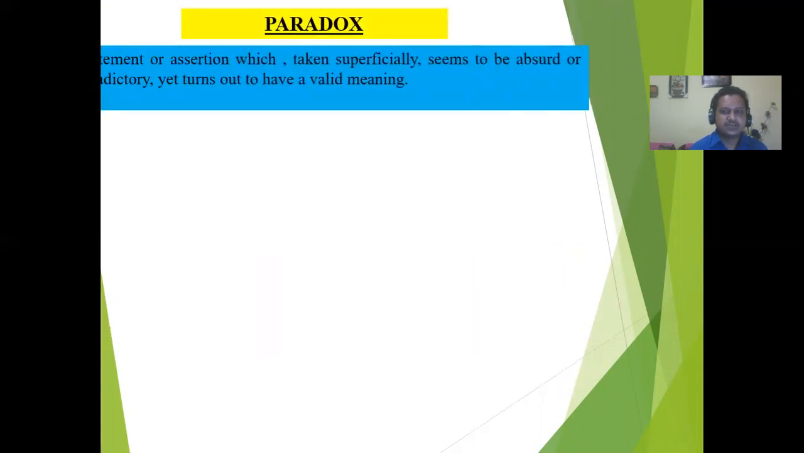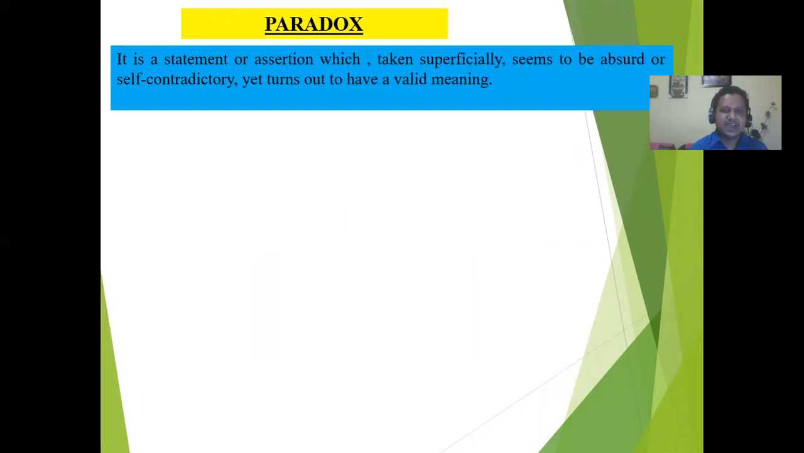Paradox. What is paradox? It is a statement or assertion which, taken superficially, seems to be absurd or self-contradictory, yet turns out to have valid meaning. At the beginning, the assertion seems to be absurd, but if you think closely, then you'll find a valid meaning. You'll find the assertion contains truth.